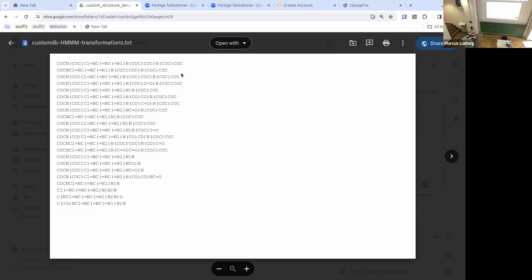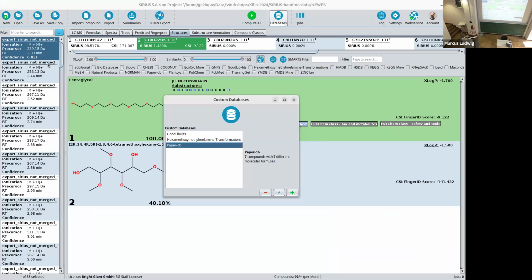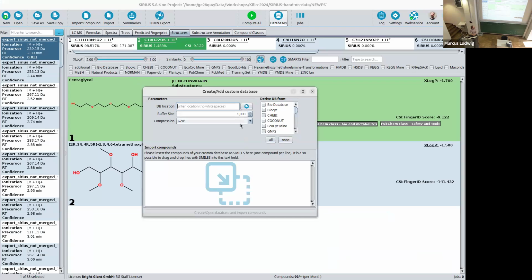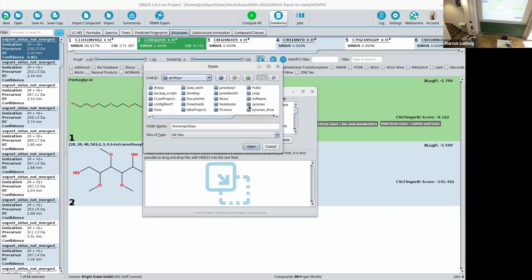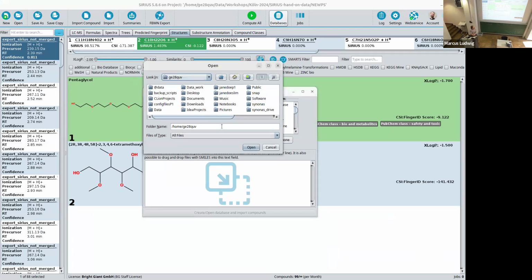And maybe we'll need this in a second. In the way you import it, there are the two files, and you just add a database by clicking here. Then you specify a location here, click through in a directory, and then you can just drag and drop the file in here.